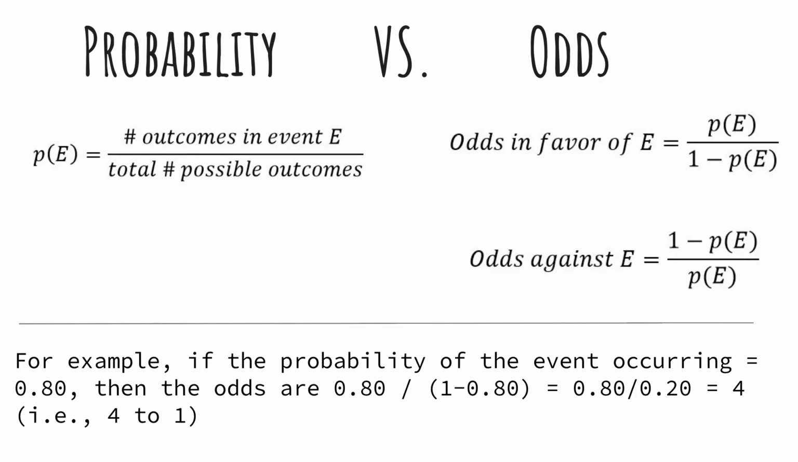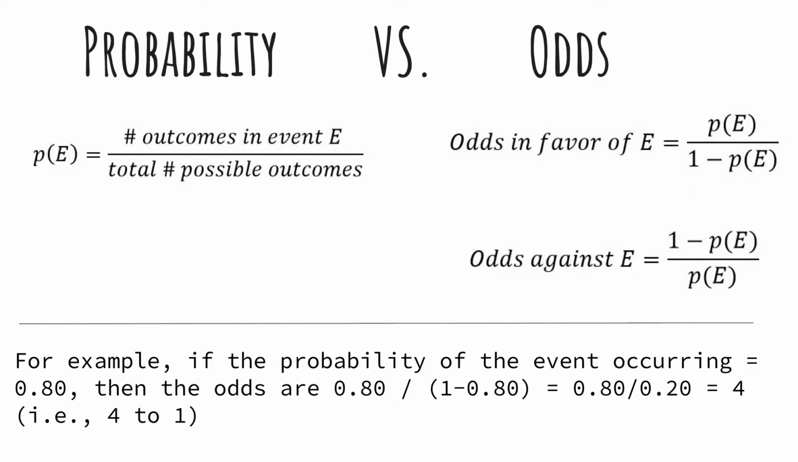So it's like the ratio of an event happening, that would be the odds in favor, and the ratio of an event not happening is the odds against. So for example, if the probability of the event occurring is 0.80, then the odds are 0.80 divided by 1 minus 0.80. So that would be 0.80 divided by 0.20, which is 4-to-1 odds. So you would simplify that fraction and then it would be 4-to-1. So that's the odds in favor of it happening.